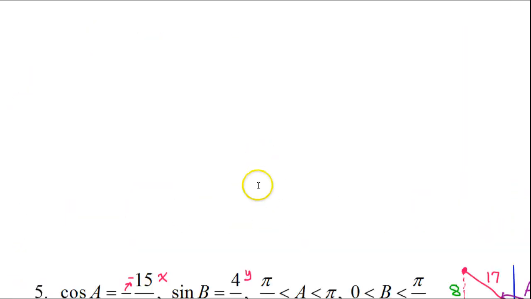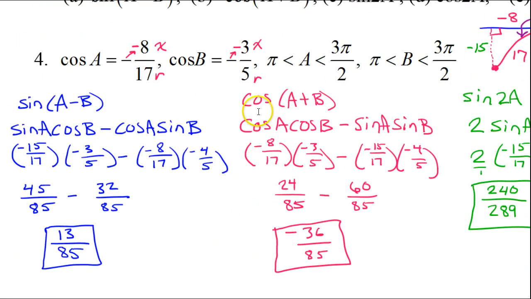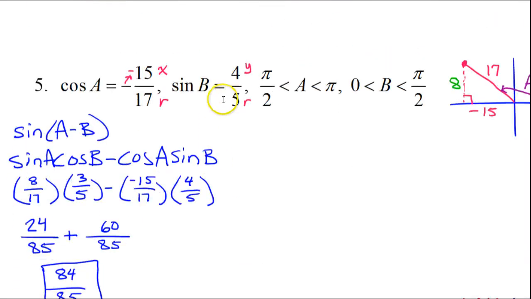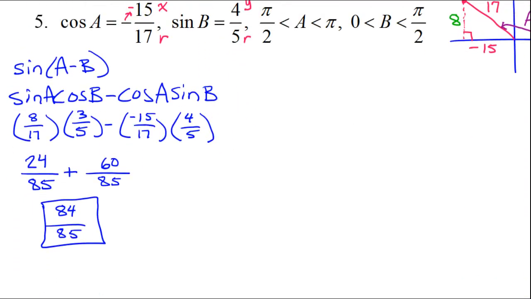Let's see what I'm supposed to find next. Next, I'm supposed to find cosine of A plus B. Alright, so let's go. Let's find the cosine of A plus B. Well, according to the formula, this should be cosine A cosine B minus, notice the sign change, sine A sine B.